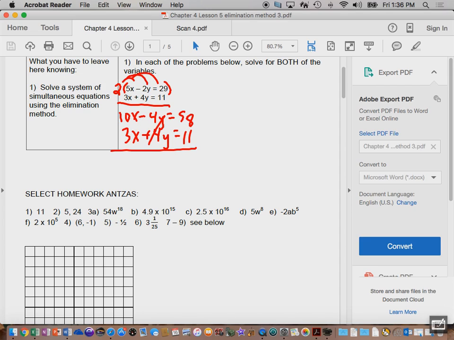The 4 y's, negative and positive, cancel. 13x is equal to, let's see here, 69. The problem is 13 doesn't go into 69 evenly. Does it? No, it definitely doesn't. That's ugly. Divide by 13, divide by 13, and I get 69 over 13. I'm going to stop there.